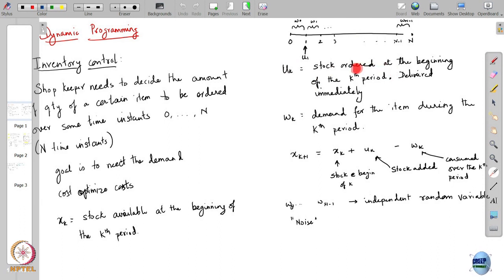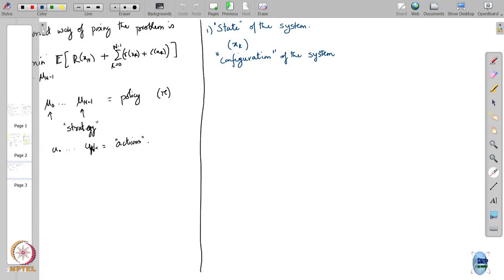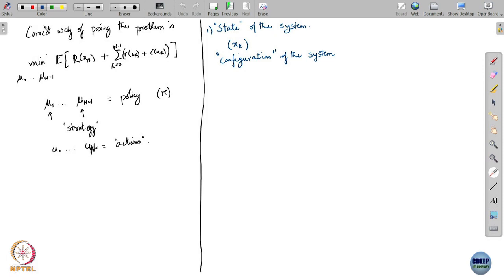In order to decide what stock we have to order, it is enough to simply know the level of the stock at the latest time period, and the entire history is actually not relevant for that. So, as a result, we have picked a parsimonious definition of the state. We have taken the state as simply the current level of stock at the current time period.